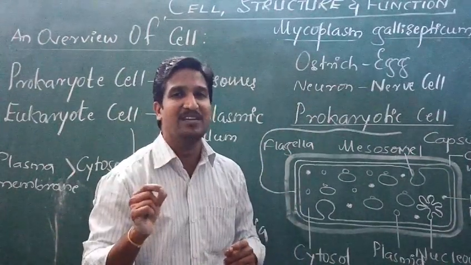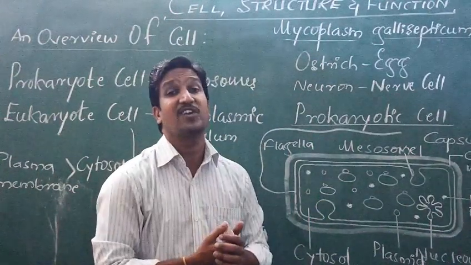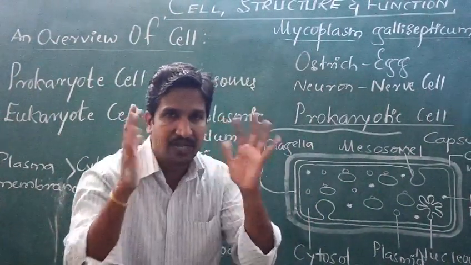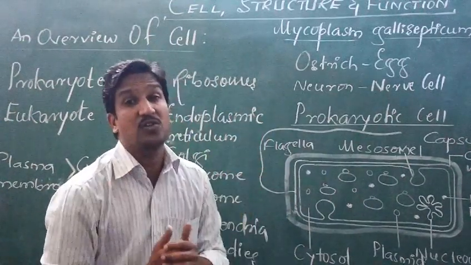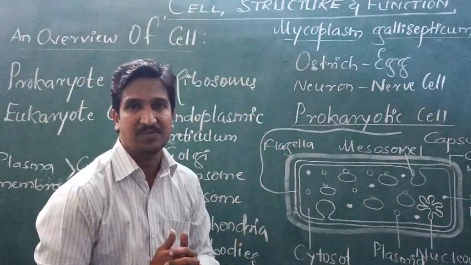0.3 micrometer. It is not visible even under a normal microscope, you have to put it under an electron microscope and see it. It is that tiny. With a naked eye you cannot see. Only with the electron microscope can you see this Mycoplasma gallisepticum.